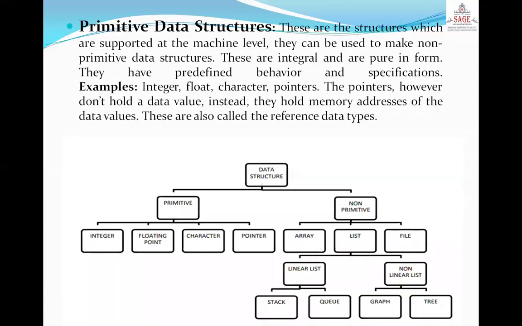And we have 3 types of non-primitive data structure. First is array, second list, and third is file. List can be divided into 2 types, linear list and non-linear list. Linear list has 2 types, stack and queue. Non-linear list has 2 types, graph and tree.